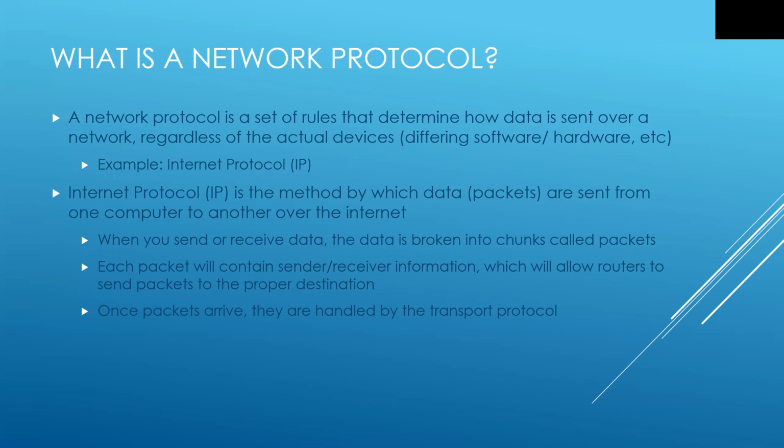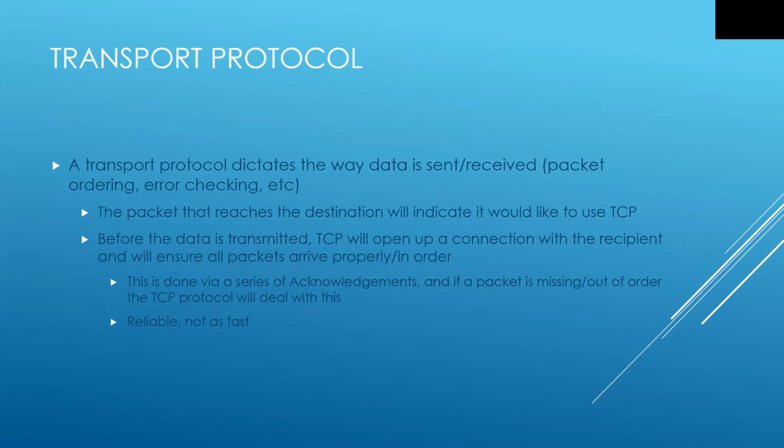I'll give a good example of this on the next slide, but hopefully this makes sense thus far. We're not really worried about routers because this involves more complex topics we're not up to yet, such as routing tables and how data is transmitted from these routers. Once these packets arrive, they're then handled by the transport protocol. The internet protocol is responsible for getting the data there, while the transport protocol is more about ordering, error checking, etc.